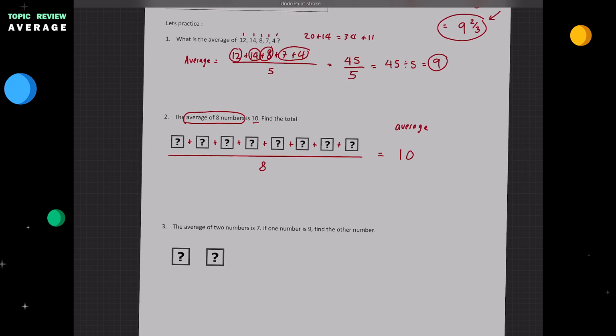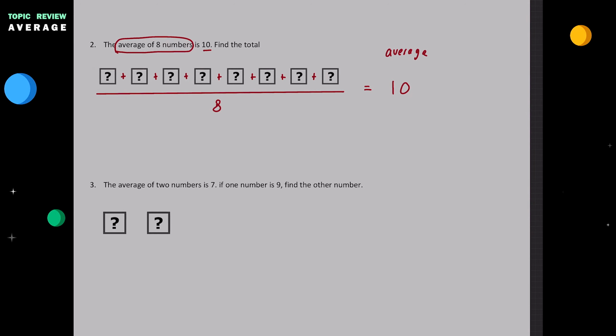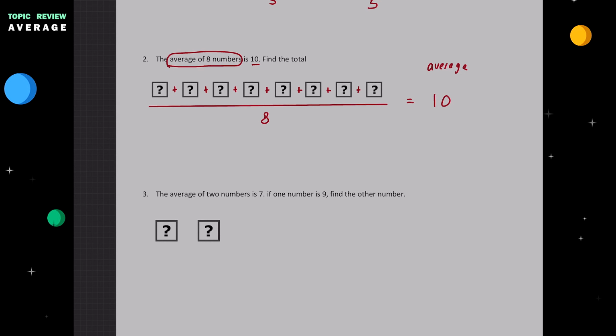So let me just get rid of that. So there you go. You add them up, divide by 8, and your answer should give you 10. Now the first thing we do, the only thing we gotta do here is it says find the total. So what they want you to find is the total of all these numbers here. Find the total of all those 8 numbers.